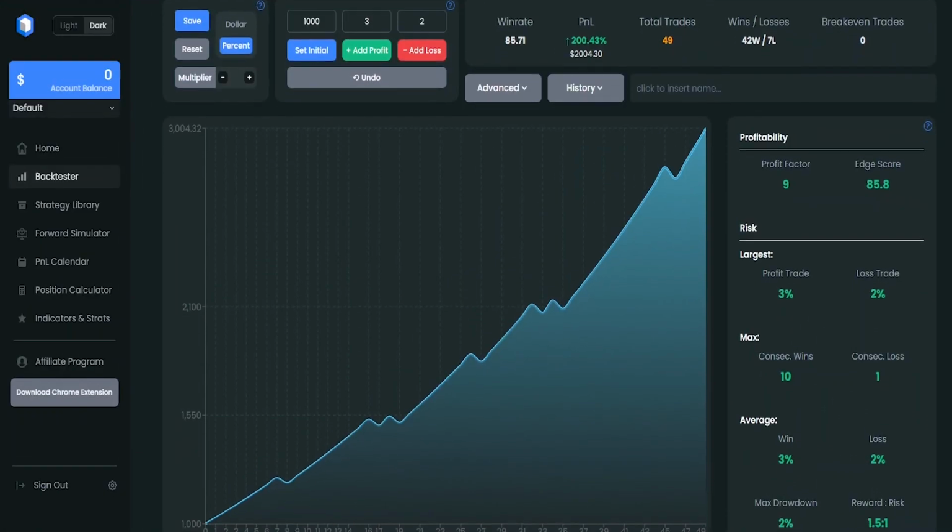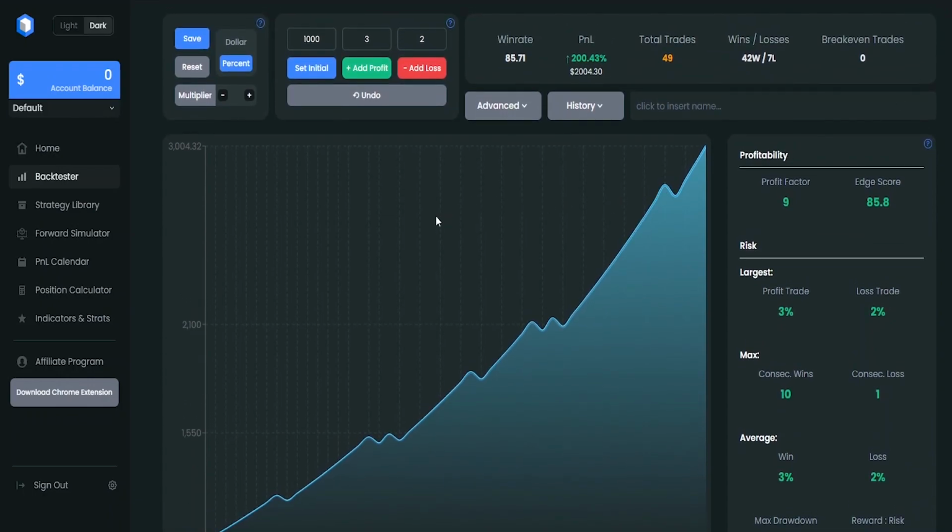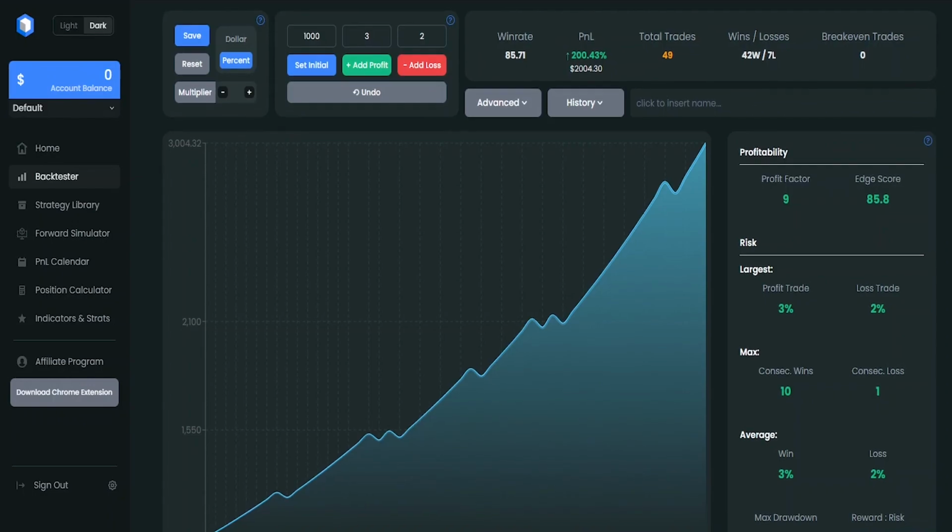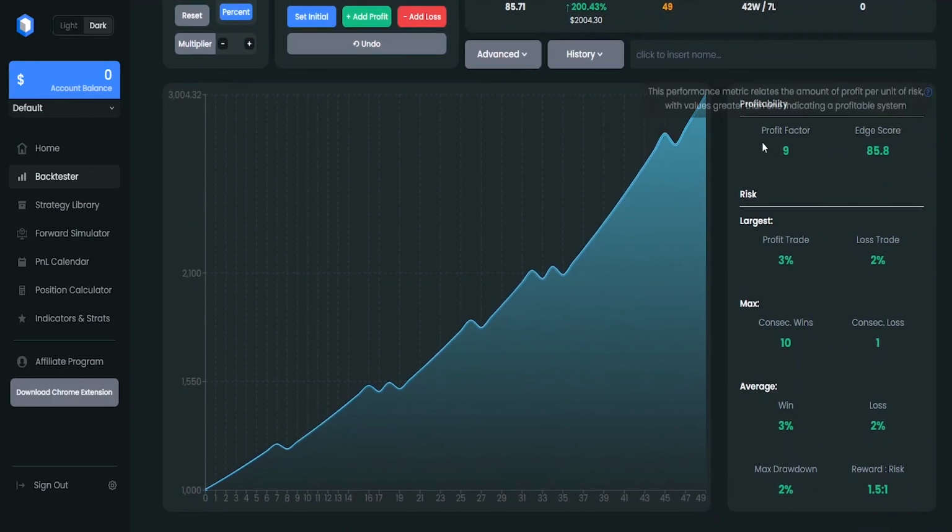I finished backtesting, so I can finally show you what results I've achieved with our 3-indicator trading strategy. The machine learning indicator entered 56 trades, but I only entered 49 trades because the remaining 7 trades were based on false signals. Out of these 49 trades, this strategy was profitable 42 times, which makes this a 85.71% win rate trading strategy. With our initial account size set to $1,000, we grew our account by 200%, which is about $2,004. Our profit factor is 9, and Trader Edge gives our strategy score of 85.8, which means that the machine learning indicator works much better in combination with other indicators.